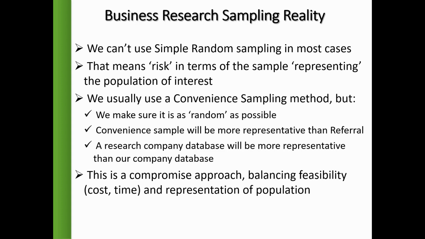Business research sampling reality. So this is what the real world is like. We can't use random sampling in most cases. That means risk in terms of sampling representing the population of interest. It's not going to be a perfect representation. We usually use a convenient sample method, but we make sure it is as random as possible. A convenient sample will be more representative than referral.